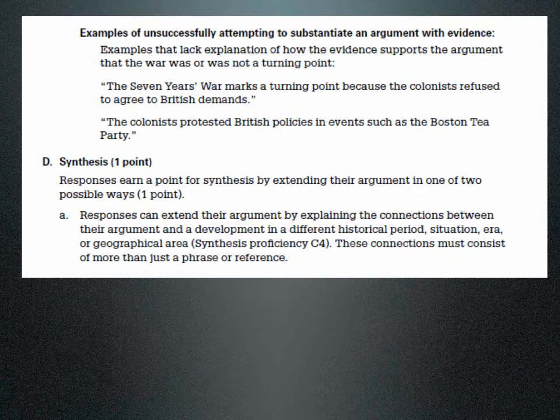And then the last part is synthesis. Again, we're going to look at Part A. Responses can extend their argument, explaining connections between their argument and a development in a different historical period, situation, era, or geographical area. And we're going to look at an example of that towards the end of the essay.